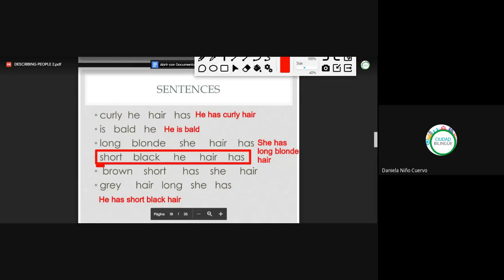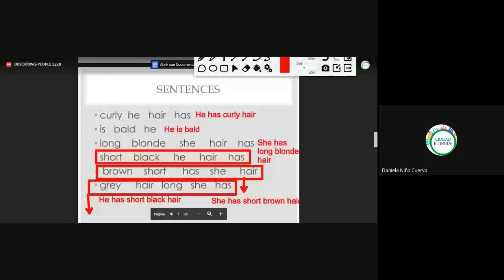Number five. What is the correct order? She has short brown hair. Very good. Yes, perfect. We're going to do it here. So, she has short brown hair. Yes, she has short brown hair. And the last one over here, what is the correct order? She has, yes, long gray hair. Yes, very good. She has long gray hair. Ella tiene cabello largo y gris.